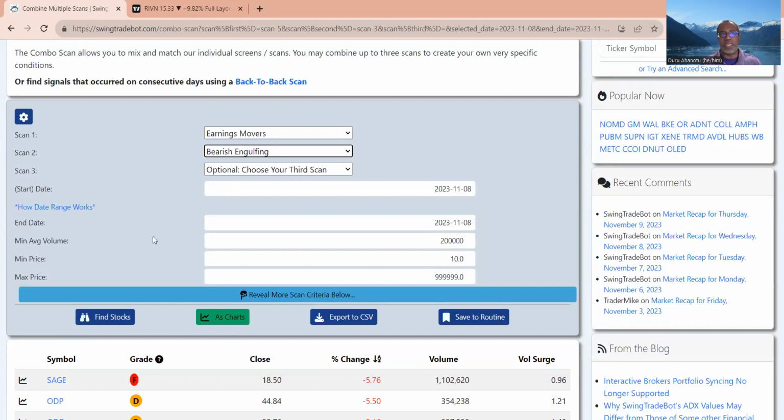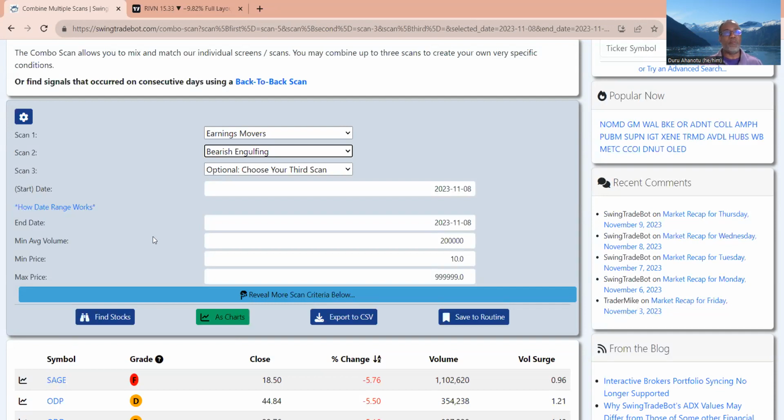So bearish engulfing means generally that the stock opened higher than the previous day. And I like to look at it, it's even more powerful if it opens above the previous day's intraday high. And then it closes below the low of the previous day. And I like it even as a stronger signal when it closes below the intraday low of the previous day.